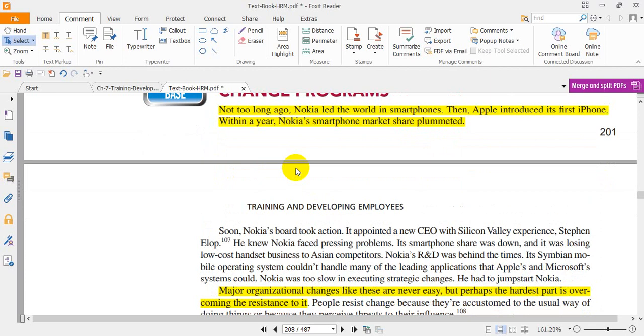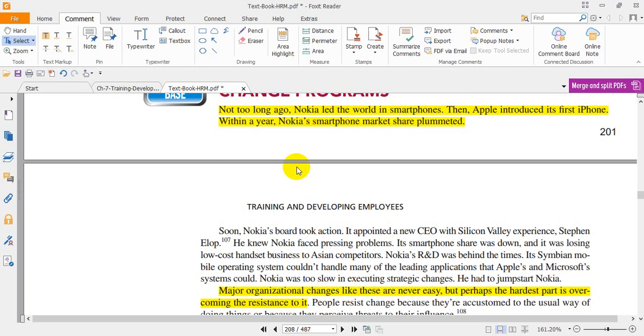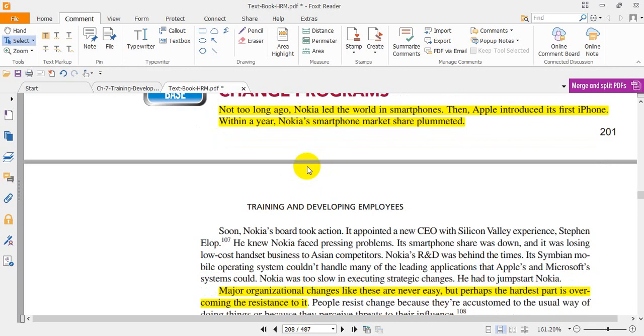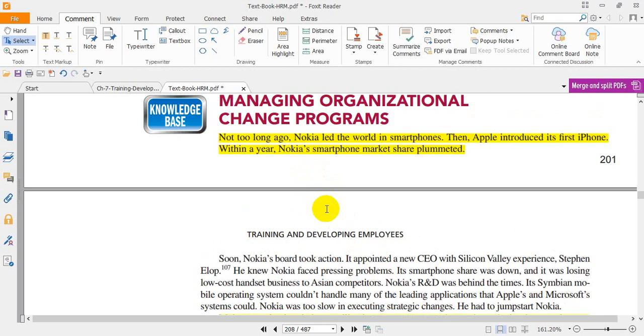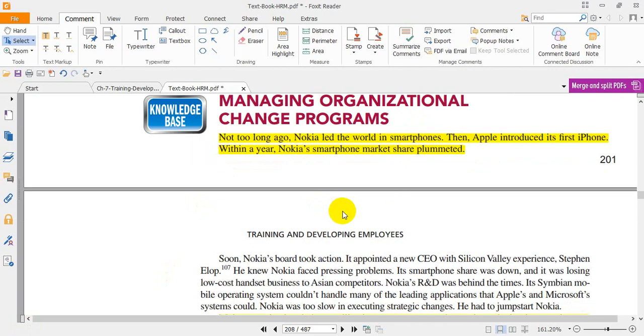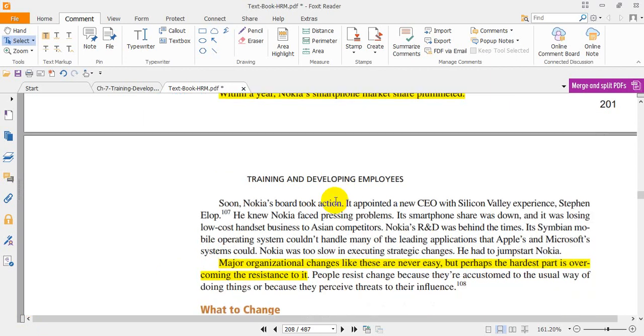Now, Nokia needed to deal effectively with these organizational changes. So it appointed a new CEO. Here we will talk about managing organizational change programs, and we are talking about Nokia's case as an example. How did Nokia's company deal with these changes? It appointed a new CEO.